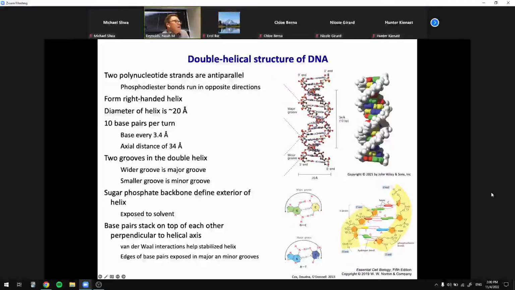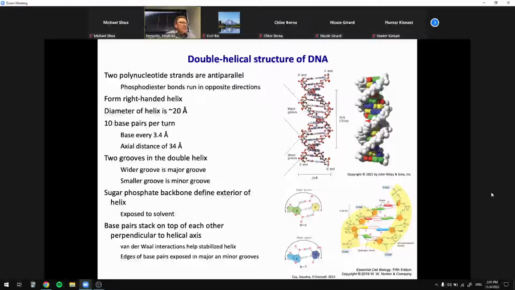It is a right-handed helix. I didn't show it here, but we talked about helices in proteins, and I showed how to tell a right- and a left-handed helix. The diameter is about 20 angstroms. You should definitely know that there are 10 bases per turn. And then we get a base every 3.4 angstroms.